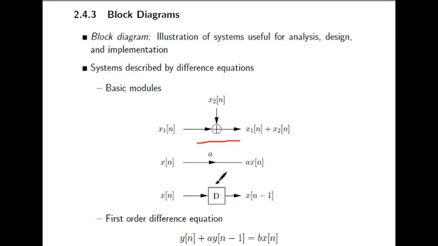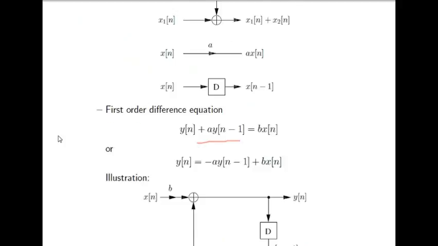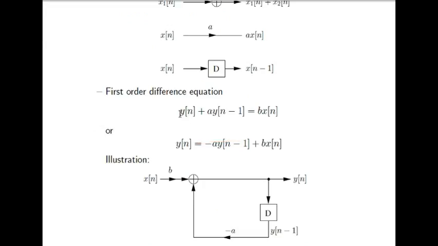Okay, or delay. It delays the circuit, the signal by one value. Okay, so now let's see this equation. y of n plus a y of n minus 1 equals b x of n, or I can write it as y of n equals minus a y of n minus 1 plus b x of n. Okay, so how can I design the block diagram of this equation?